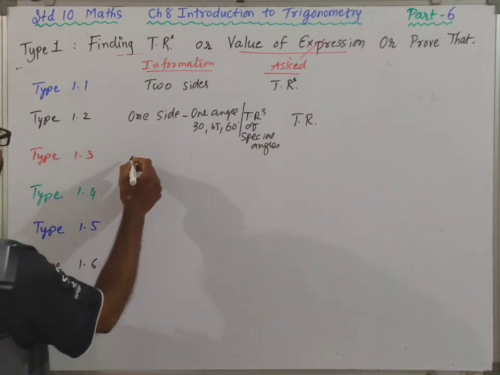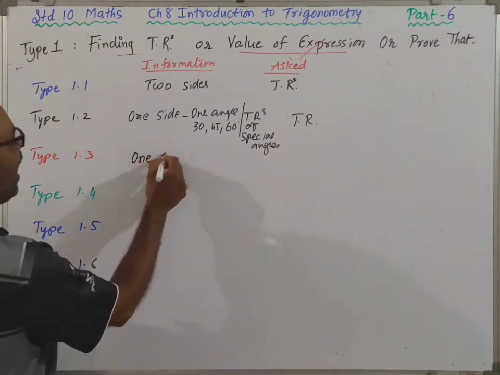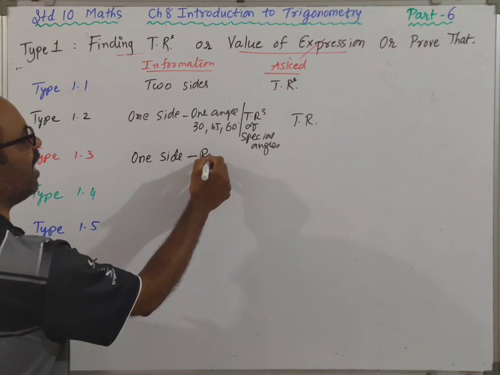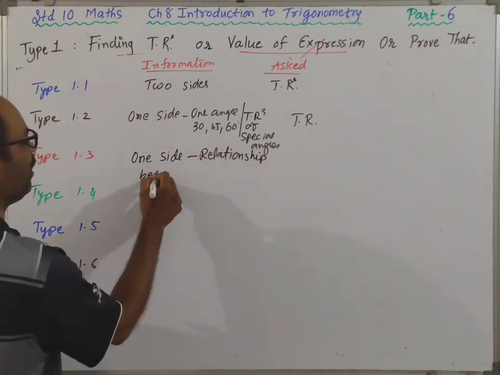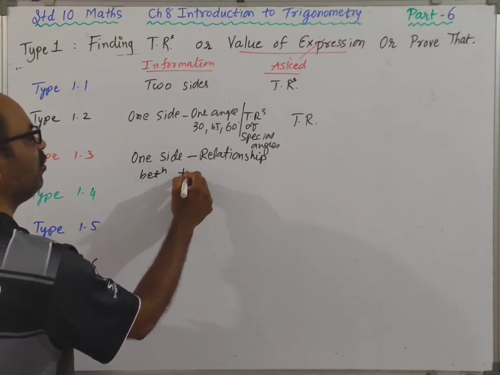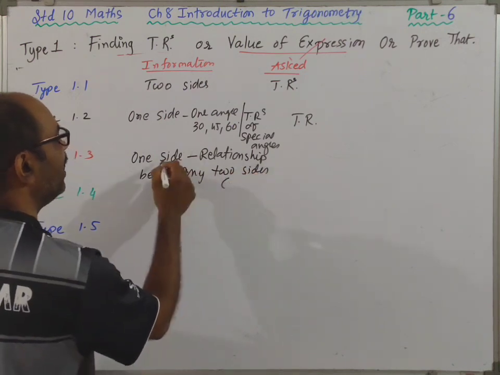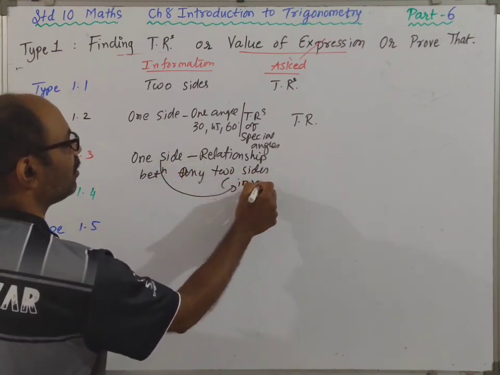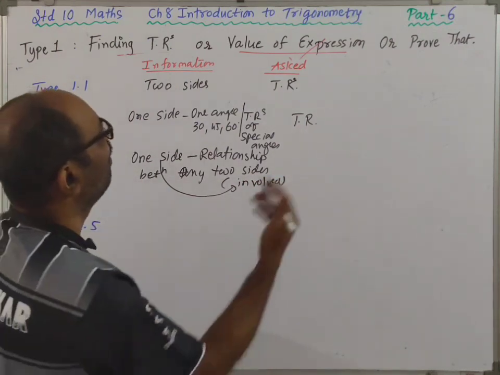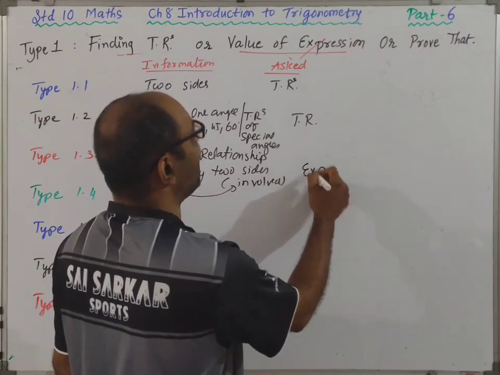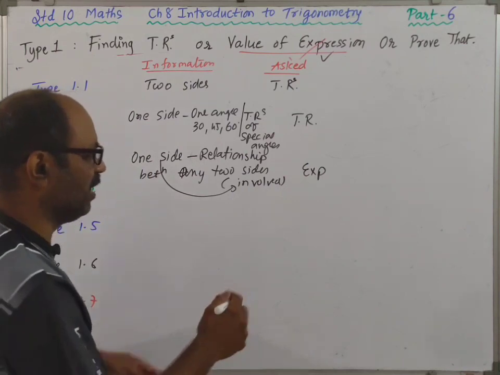Type 3. What was given in type 3? One side and a relationship between any two sides. But this side, the given side, is involved. And what are you supposed to find? You have to find the value of an expression. The value of the expression had to be found. You have to find the value of the expression.